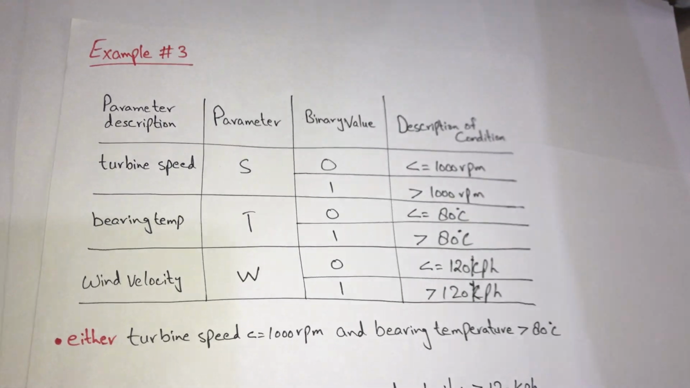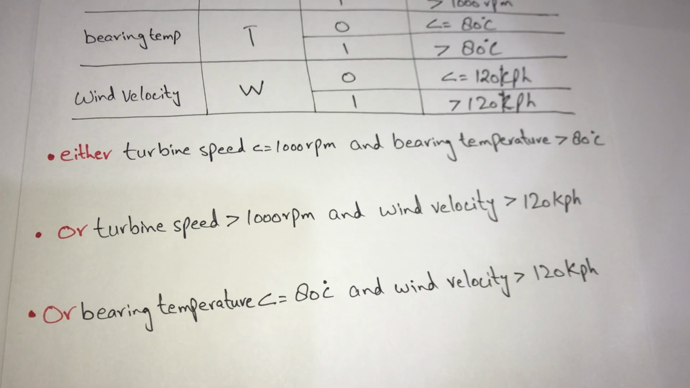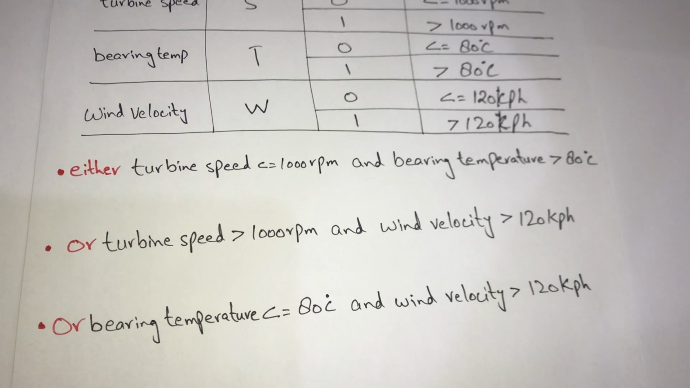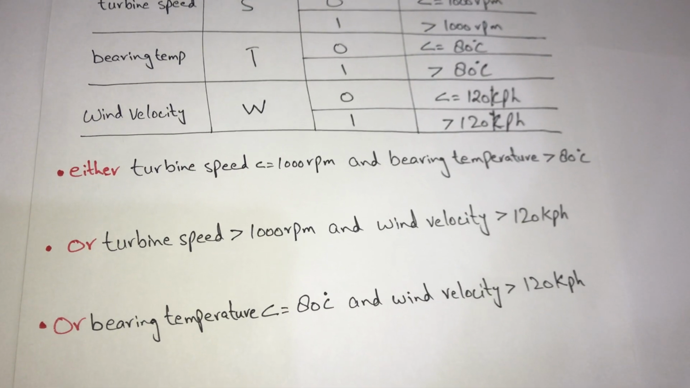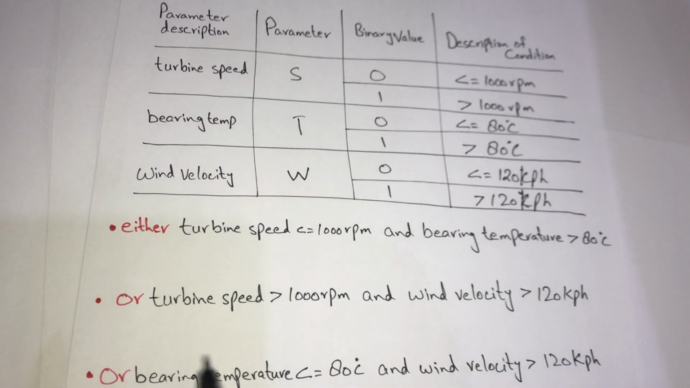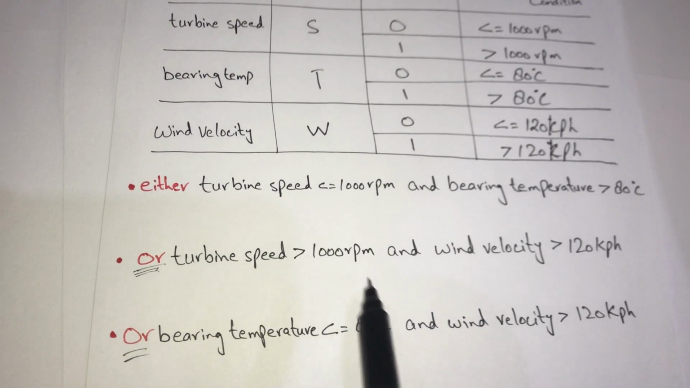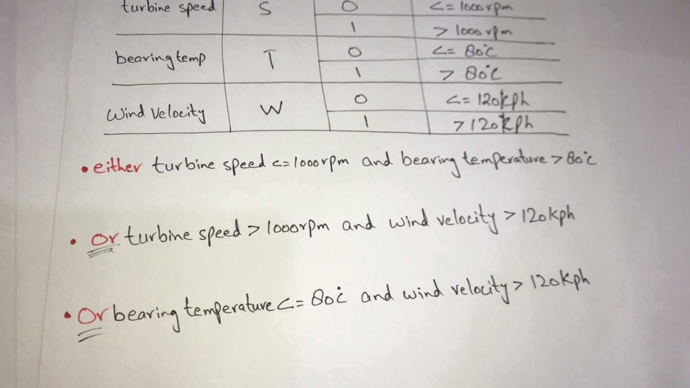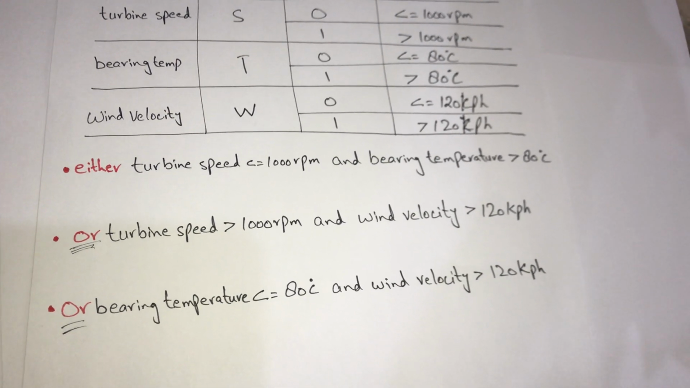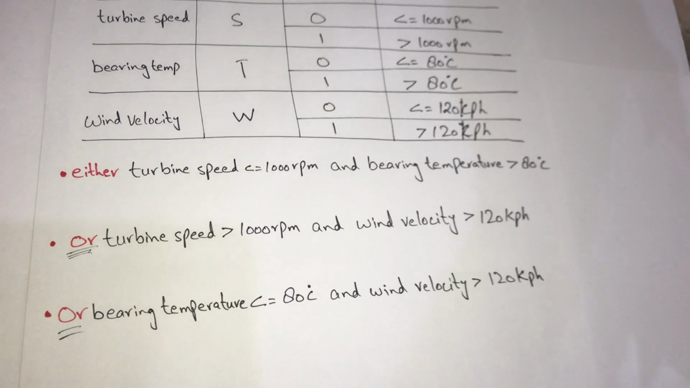So move further to the conditions over here. Either turbine speed less than or equal to 1000 rpm and bearing temperature greater than 80 degrees, or, actually, these are the three statements. They are interconnected with OR gates, OR gate and this is also an OR gate. These three statements are further divided into substatements, which use an AND gate between each statement.